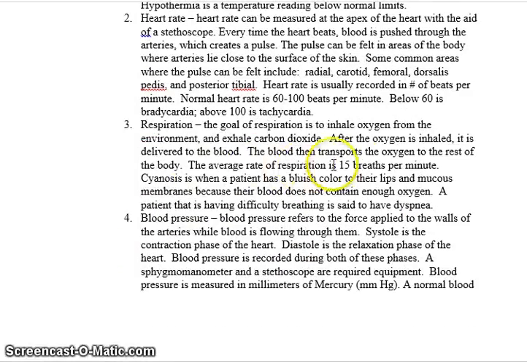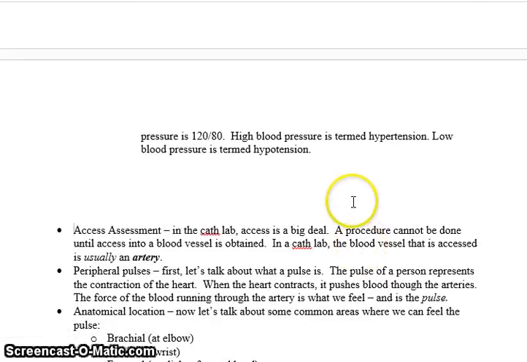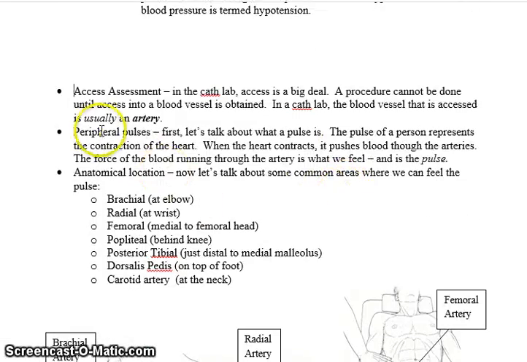Respirations, the average is 15, so anywhere in the range of 12 to 20, 15. Cyanosis is when the patient has a bluish appearance. Then blood pressure, again, your general normal is 120 over 80. Remember what systole and diastole, top number, bottom number, and measured in millimeters of mercury. So all of that is important.